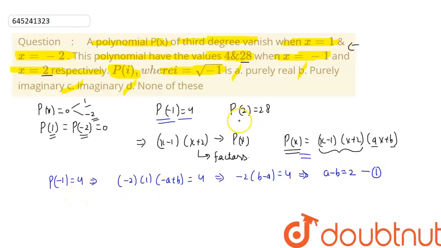Now we are also given that p of 2 is 28. So let us apply this condition here. So we have p of 2 is 28, and for this we are going to put x is equal to 2 in this polynomial.